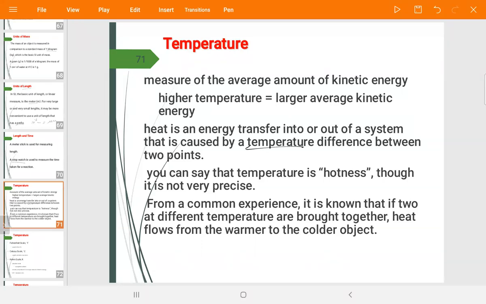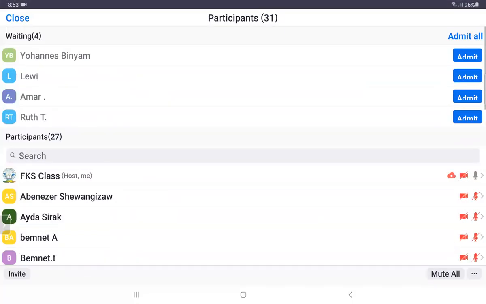So for example, if you have two objects, one colder and the other warmer, the flow of heat will be from the warmer object into the colder object. When this happens, we call it heat. So heat refers to the flow of energy into or out of a system, which is caused by the temperature difference between two objects. Also remember that temperature is an intensive property, whereas heat is an extensive property. We have seen this last time. All right.